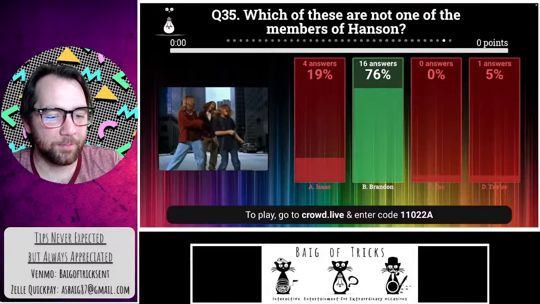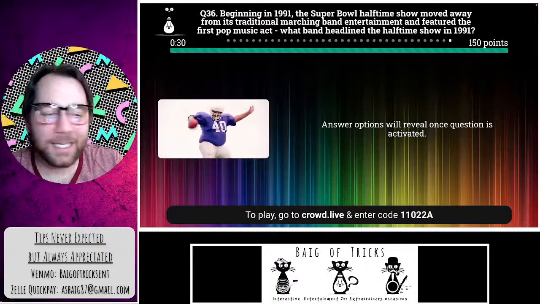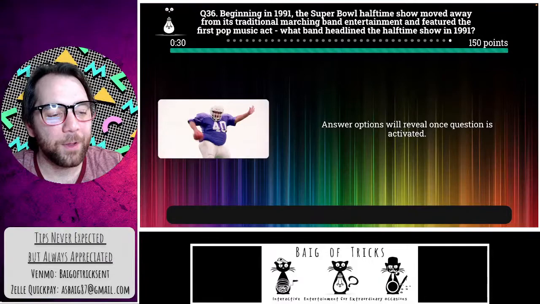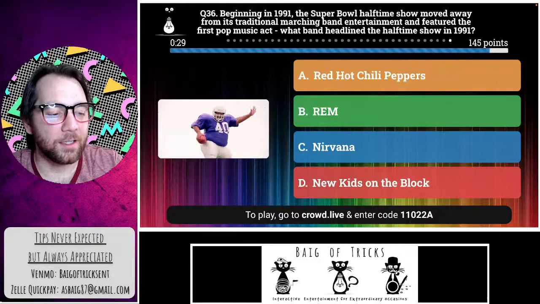Question number 36. Beginning in 1991, the Super Bowl halftime show, coming up soon here, moved away from its traditional marching band entertainment and featured the very first pop music act. Which band headlined that first halftime show in 1991? Was it the Red Hot Chili Peppers, R.E.M., Nirvana, or New Kids on the Block?